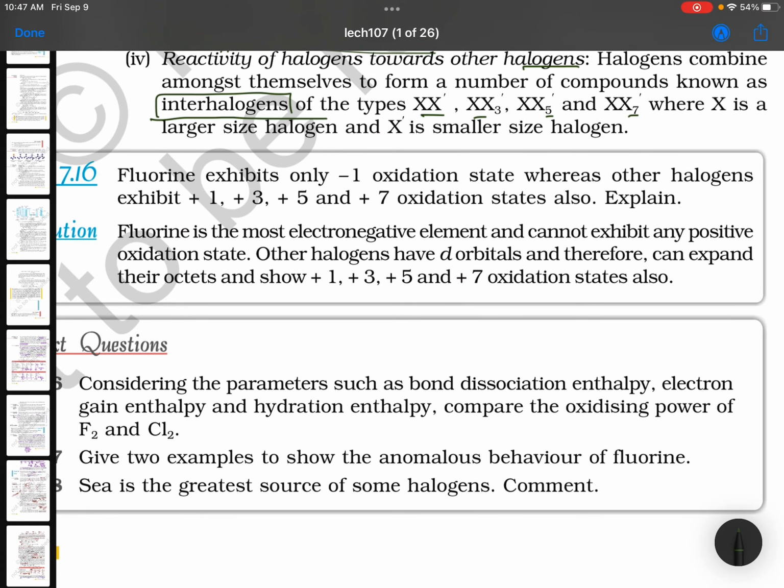Fluorine exhibits only the -1 oxidation state. The remaining can form +1, +3, +5, +7. The reason you can say is because of higher electronegativity and no vacant d orbitals. No vacant d orbitals, so it cannot.